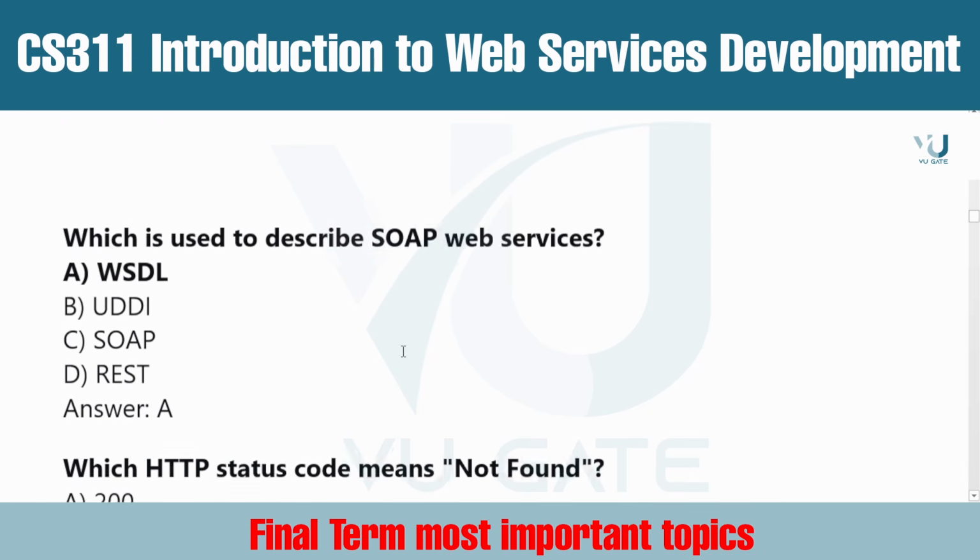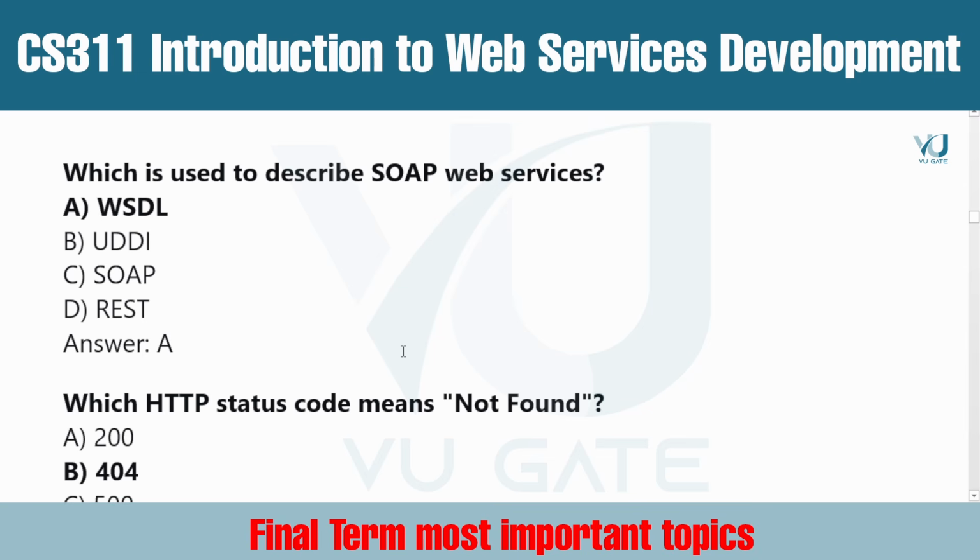Question 19, which is used to describe SOAP web services? The correct answer is option A, WSDL. Question 20, which HTTP status code means not found? The correct answer is option B, 404.